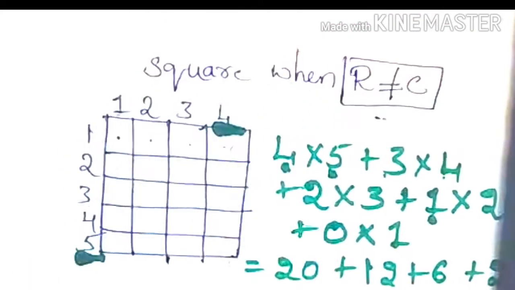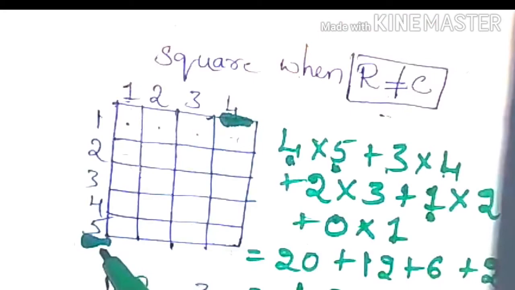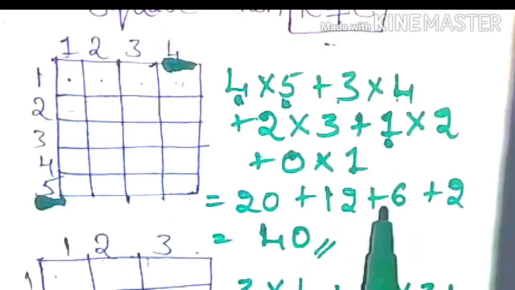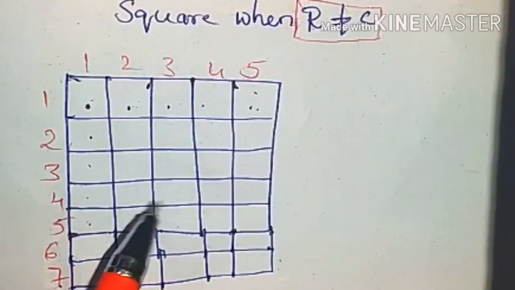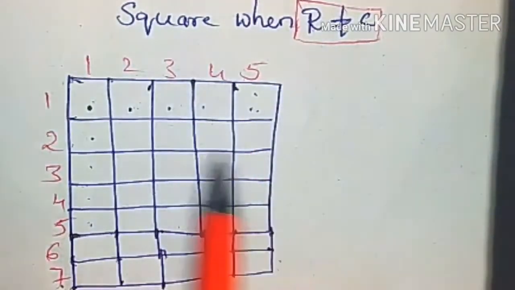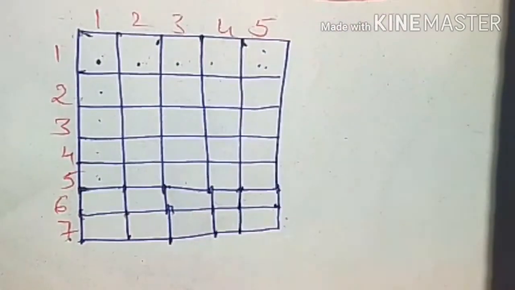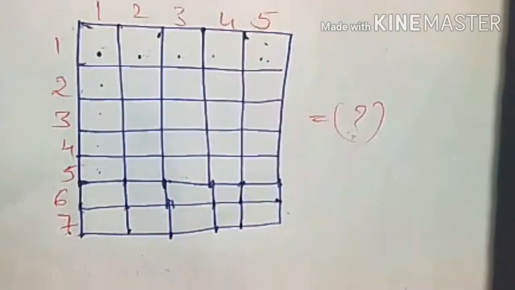So now, when rows and columns are not equal, take the highest from the columns and the highest from the rows, subtract 1 from these values each time and repeat the process. Here is your homework: 5 columns and 7 rows. Tell me the answer in the comment section.